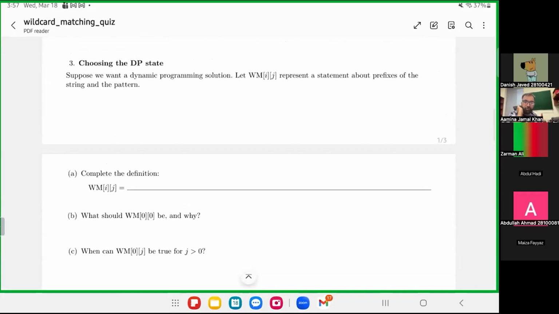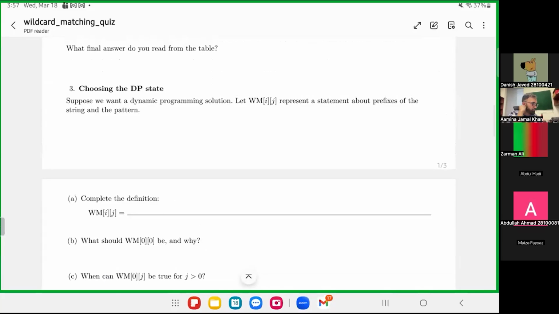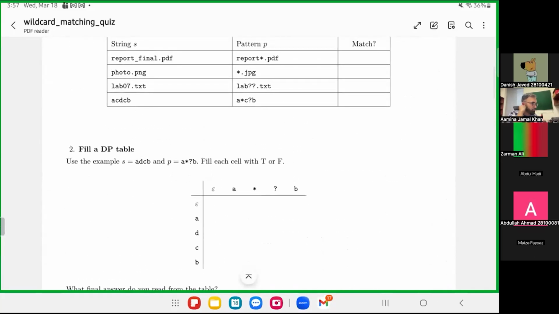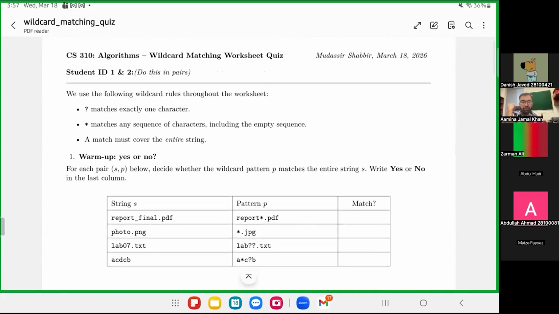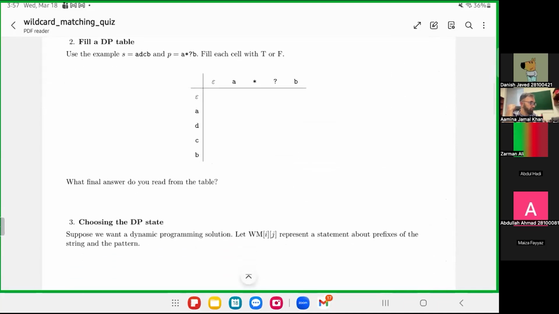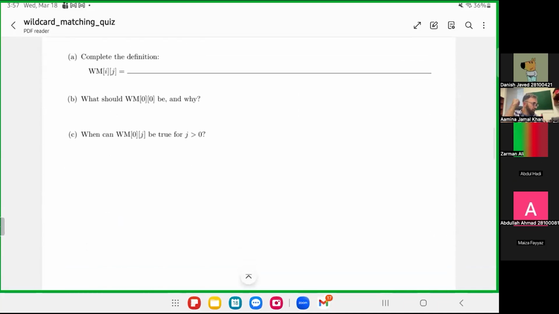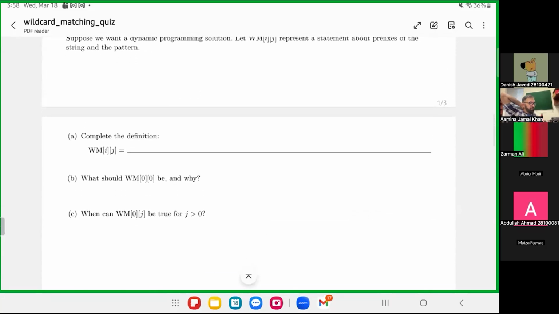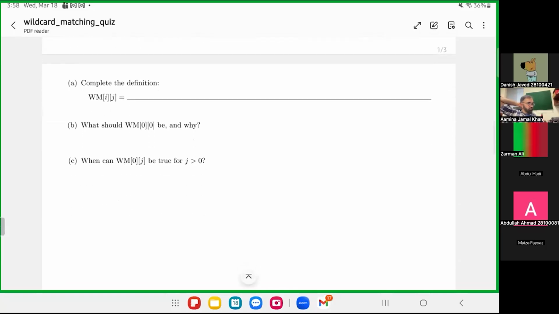Alright, I'll share this with you. I don't think it's there yet, and Zainab will also put both of these PDFs on LMS. Zainab, I'll update this PDF and after that you can put it up. I'm going to share it with you in 15 minutes. I feel the last part, where we have to compute the final recurrence, is not very clear. In part A I wrote complete the definition of WM[i][j], but I should have a separate question which says define WM[i][j] recursively. Okay, I think that's it, guys.